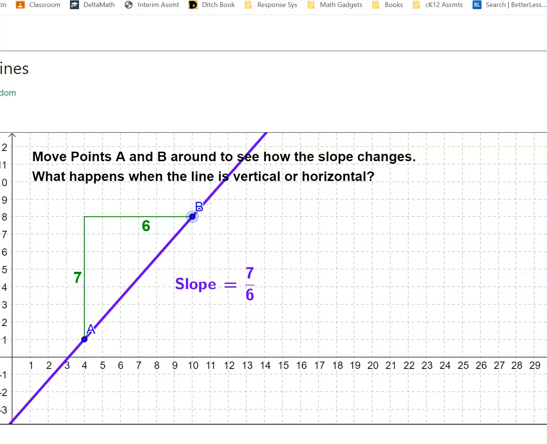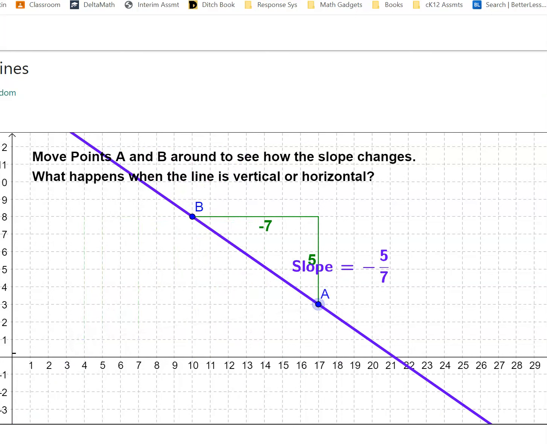And there it's 7 divided by 6. That didn't need to be reduced. Well, some interesting questions come up. What happens if the line is tilted back the other way? Well, let's move it back over here.